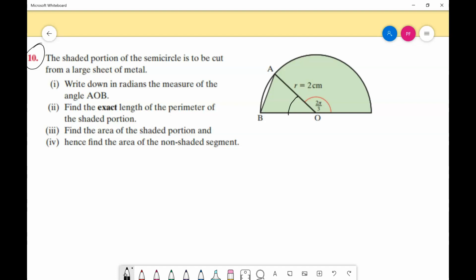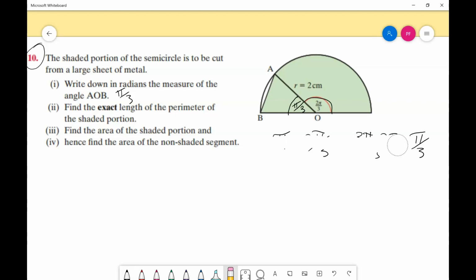Well, I know the full one is 180, so that would be pi, and then take away what I have, which is 2 pi over 3. That would leave me with pi minus 2 pi over 3, which is just equal to pi over 3. So the angle AOB is pi over 3.